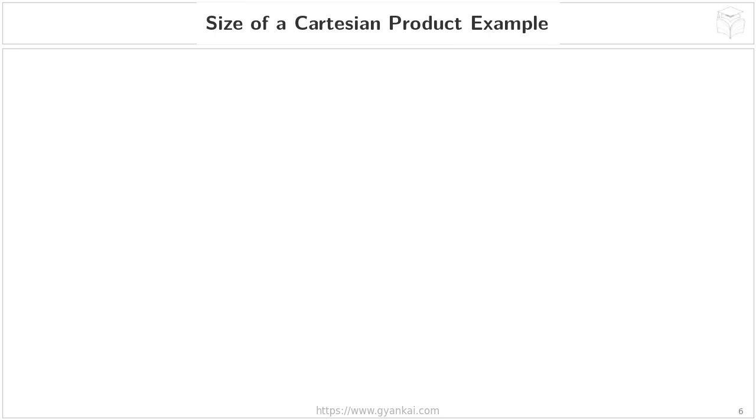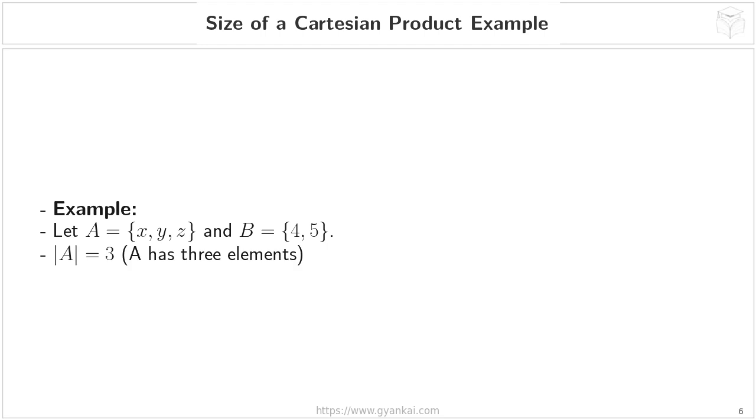Size of a Cartesian product example. Let's solidify our understanding of how to determine the size of a Cartesian product with a concrete example. Here we have two sets, A and B. Set A contains the elements x, y, and z, and set B contains the elements 4 and 5. Now remember from the previous slide, we discussed that the size or cardinality of a set is simply the number of elements it contains.